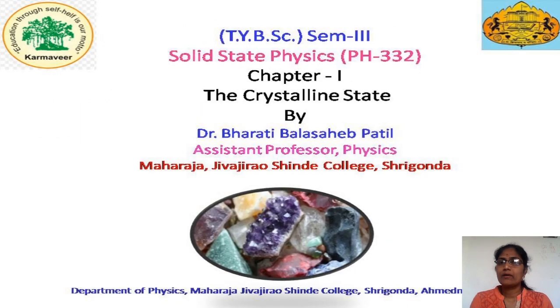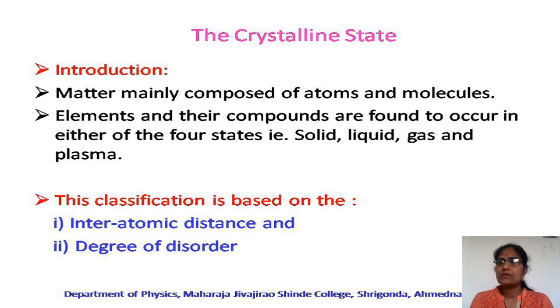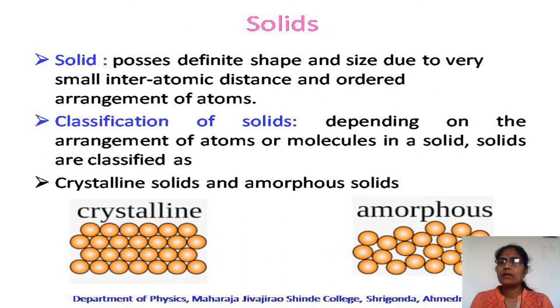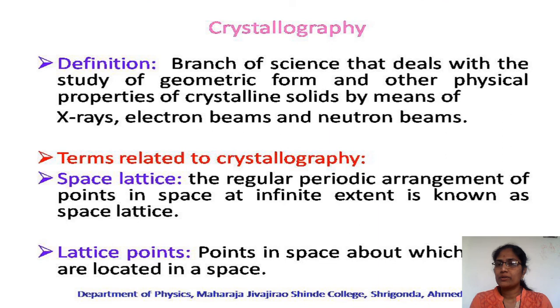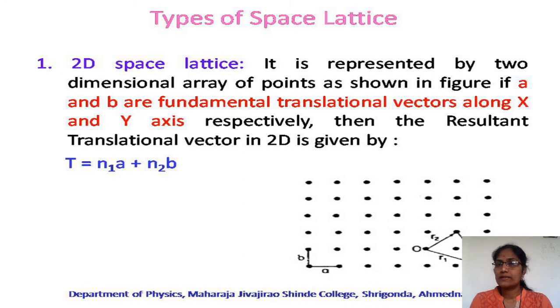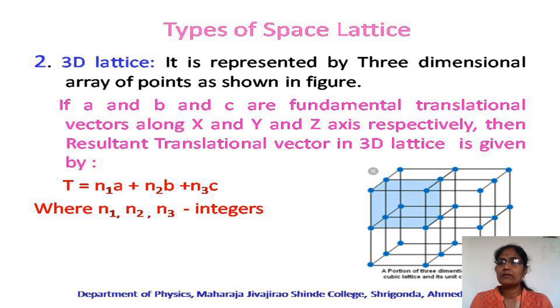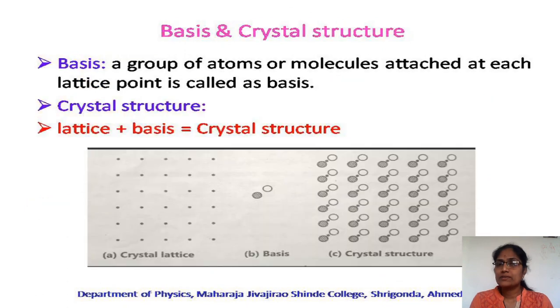So friends, today we have started our syllabus with the introductory part related to the crystalline state from chapter 1, and in that we have covered points such as what is matter, what are the states of matter, how they are classified on the basis of interatomic distance and degree of disorder, what is the importance of these two terms, then what is a solid, what are the types of solids, what is the difference between crystalline and amorphous solids, what are examples of crystalline and amorphous solids, then what is crystallography, and the terms related to crystallography such as space lattice, lattice points, two-dimensional and three-dimensional space lattices and their translational vectors, then what is basis and how to build a crystal structure with the help of lattice points and bases.